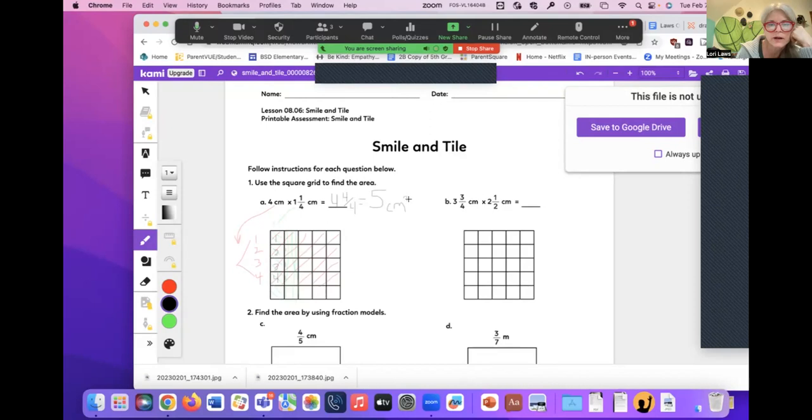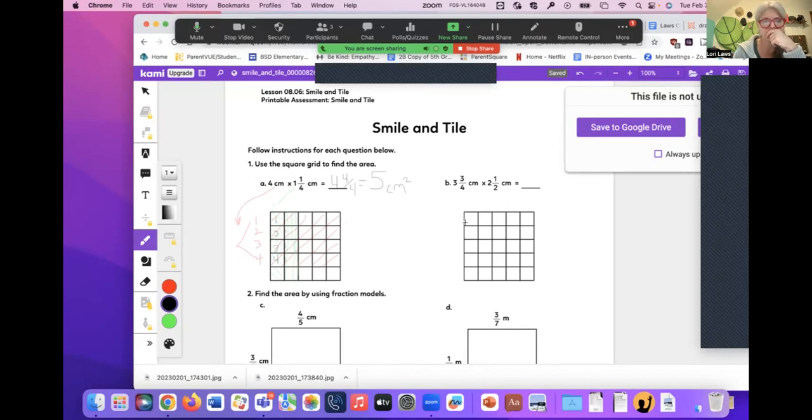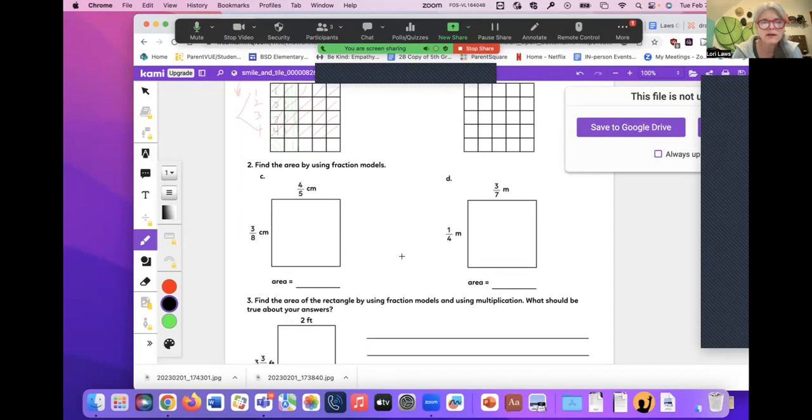and the little square to show that it's squared. That's how I would fill this in. I would fill it in by filling in the 3 wholes, 1, 2, 3, and then 3/4 of this last one across. And then I'd go 2 wholes and then a half of the next one and count it all up. But as you get down here, it says find the area by using fraction models.